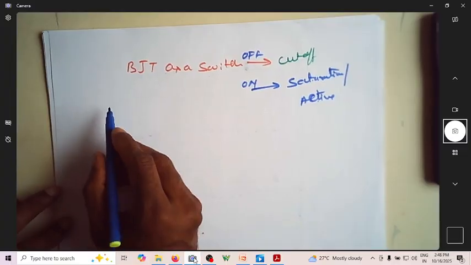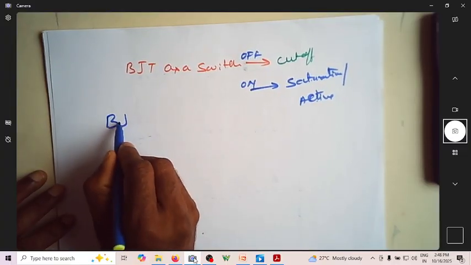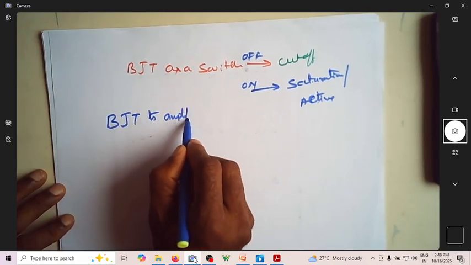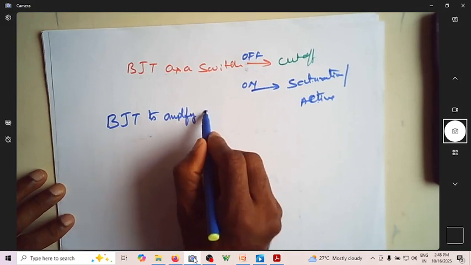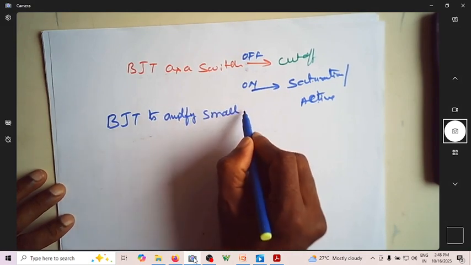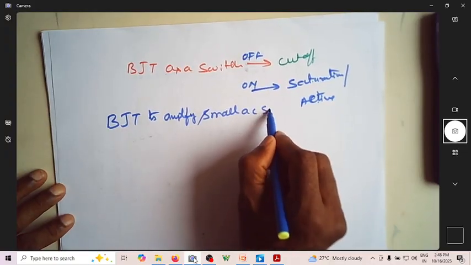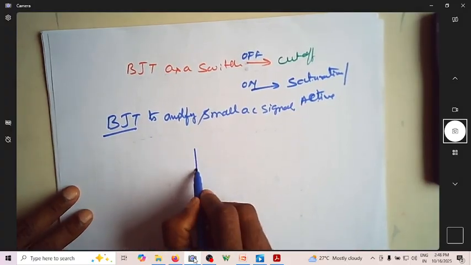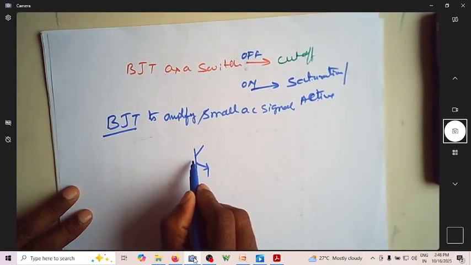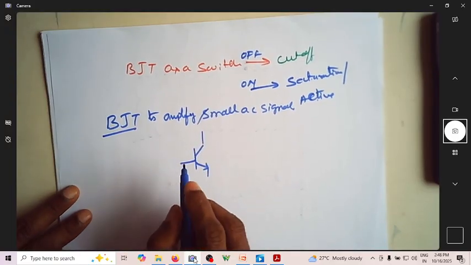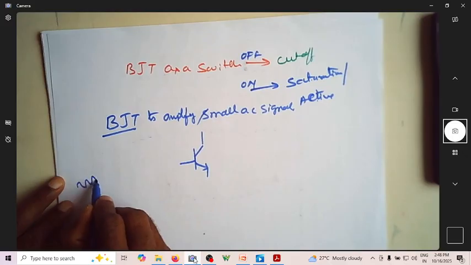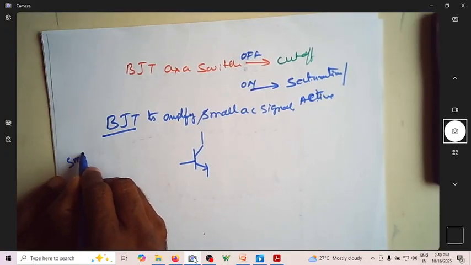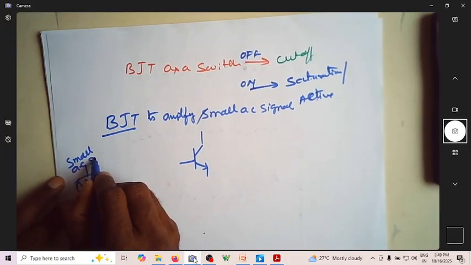Now let us move on to BJT to amplify a small AC signal. This is the requirement. So now you have the BJT, and assume that you have this small AC signal.